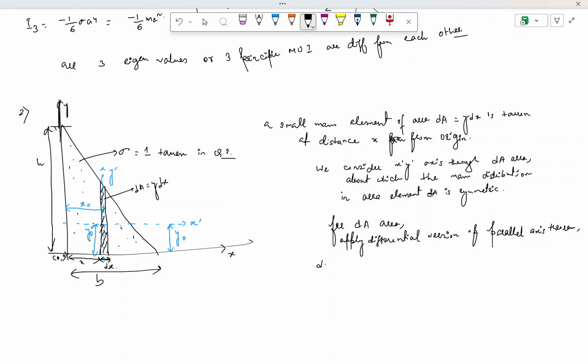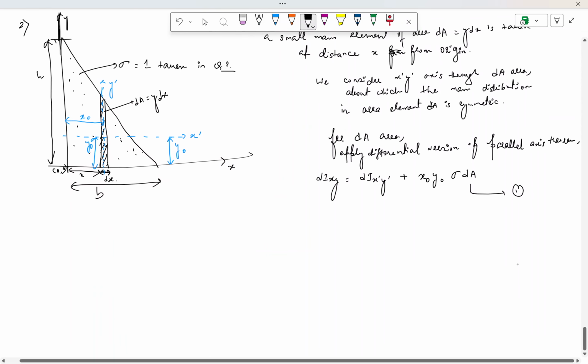It is that the differential of Ixy is equal to the differential of Ix'y' plus x naught y naught sigma dA. So let us call this equation number 1.